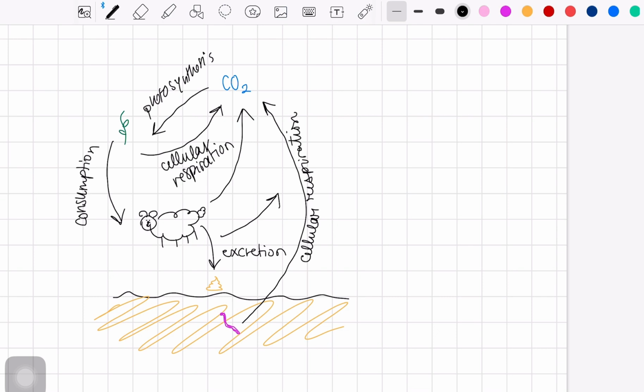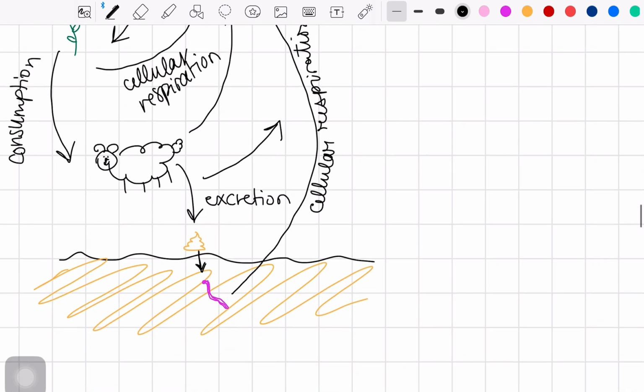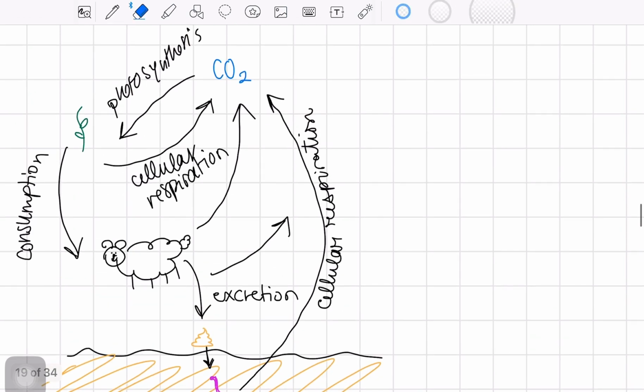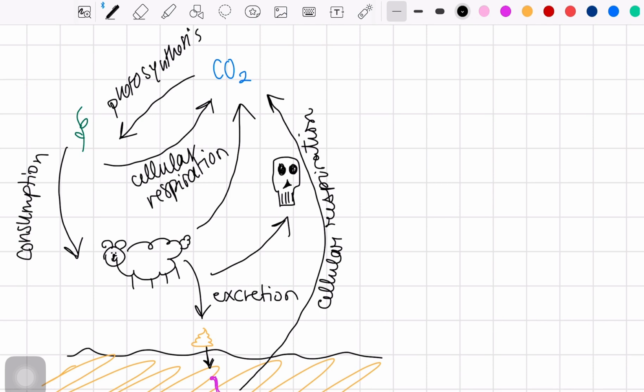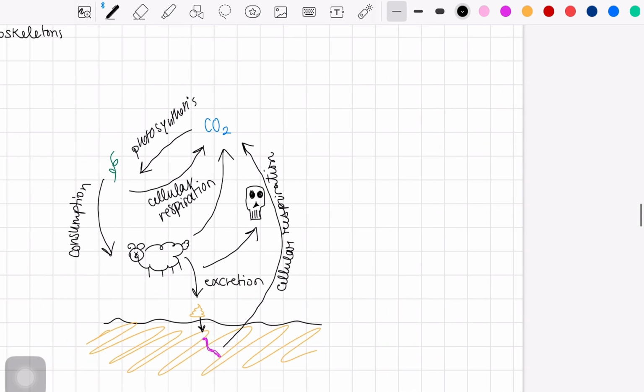And this is also going to decompose. So that's going to go here. Okay. And then this arrow is leading to the sheep's death. Okay. This is going to be a skeleton.